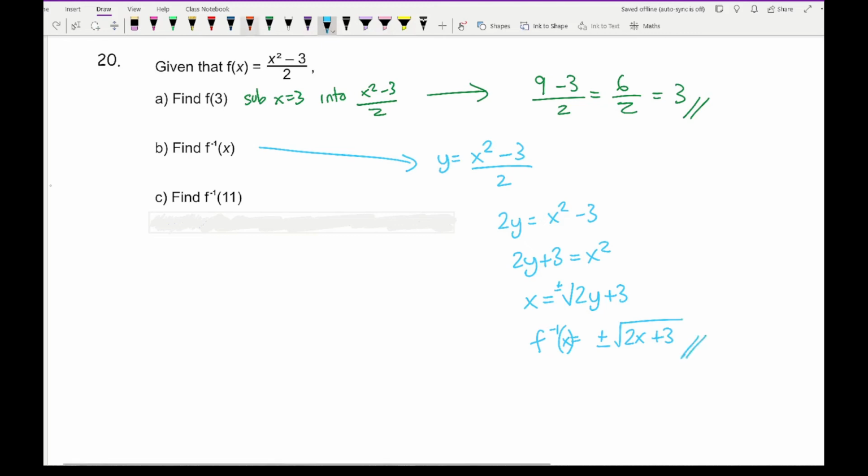The next question says substitute 11 into this. So all I'm doing is substituting x equals 11 into that. So I've got plus or minus the square root of 2 times 11 plus 3, which gives me plus or minus the square root of 22 plus 3, which is 25. So then I'm getting an answer of plus or minus 5.